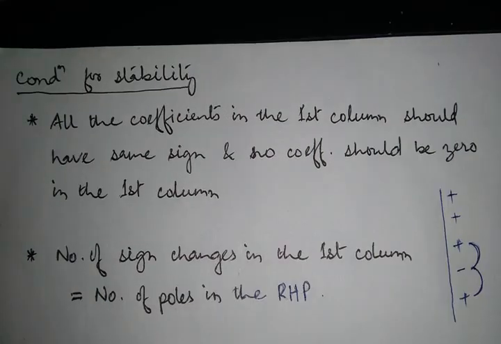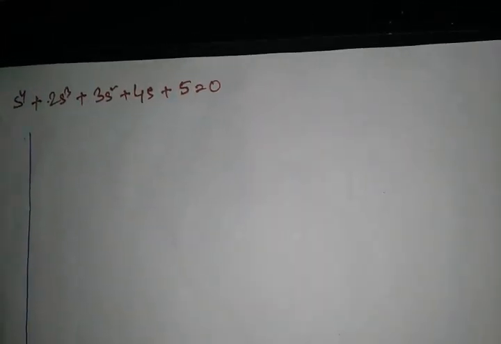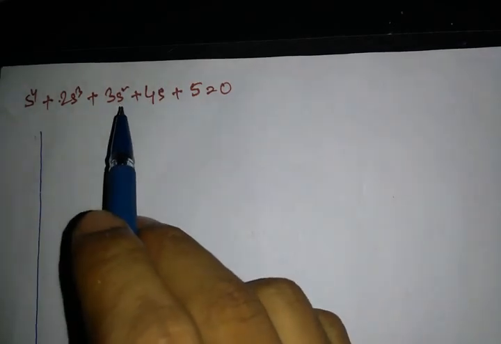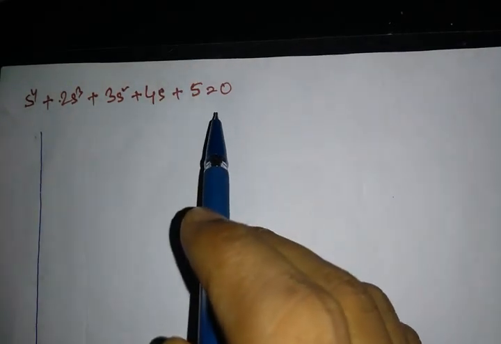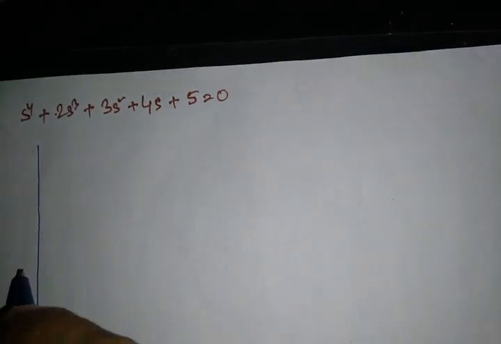I think instead of talking about the general case, it will be useful if I immediately go to a numerical example, because this will clarify the technique better. So let me take an example. Take a characteristic equation: s to the power 4 plus 2s cube plus 3s square plus 4s plus 5 equal to 0. So what I will do is, I take the first two rows as s to the power 4 and s cube.